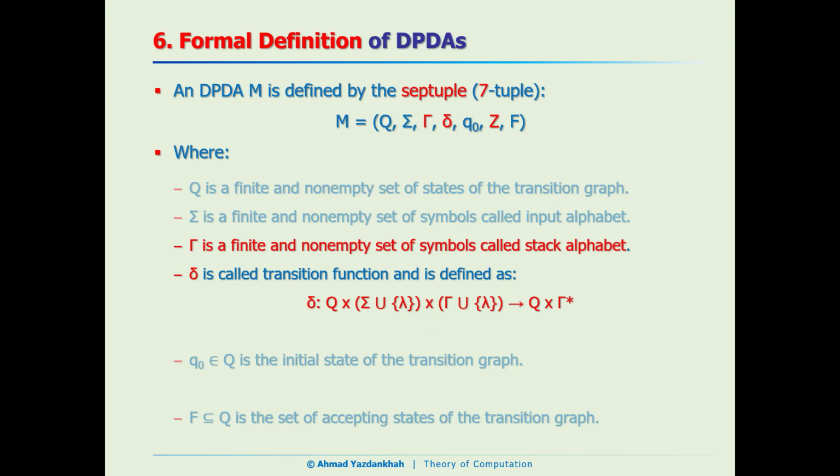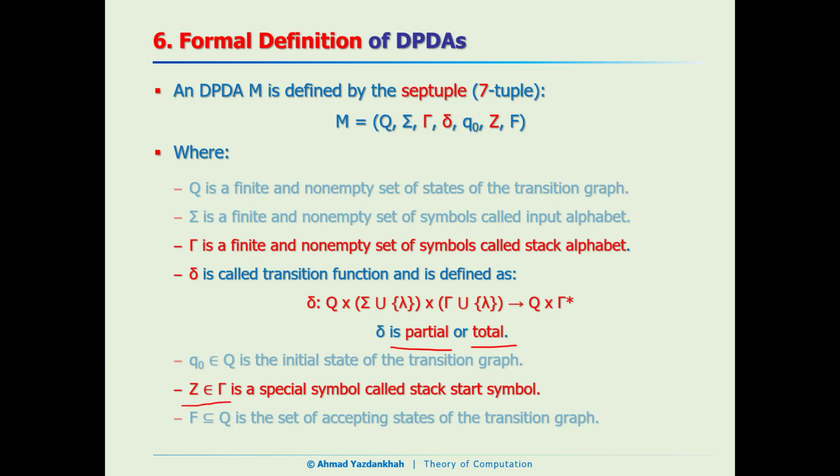The next question is, is this a partial or total function? So far, all of them were total functions, but this one can also be a partial function. All right, how about the Z? Yeah, Z is part of the gamma. Gamma always contains the capital Z because it's an alphabet of the stack, on the bottom of the stack. And it is a special symbol that we call the stack start symbol.